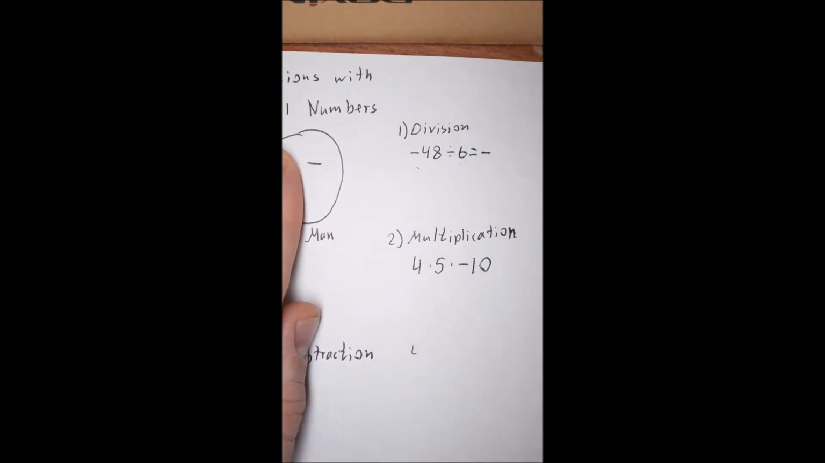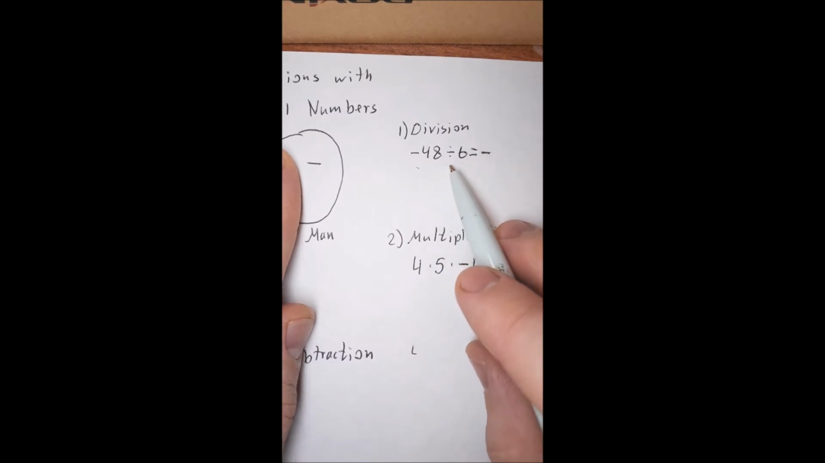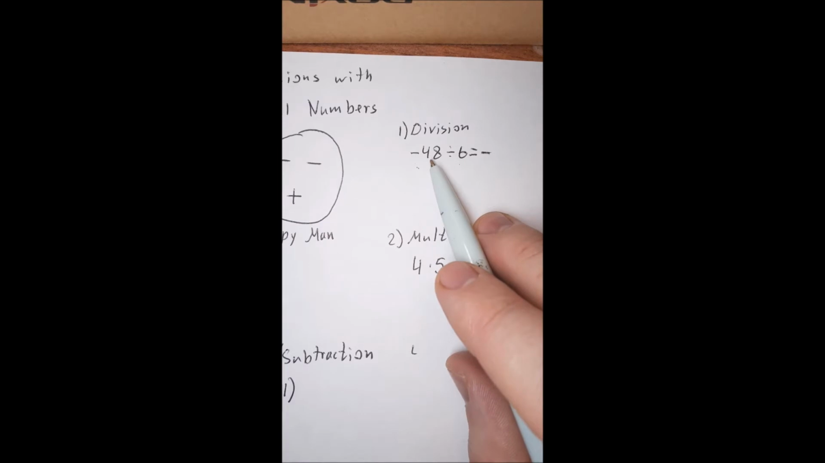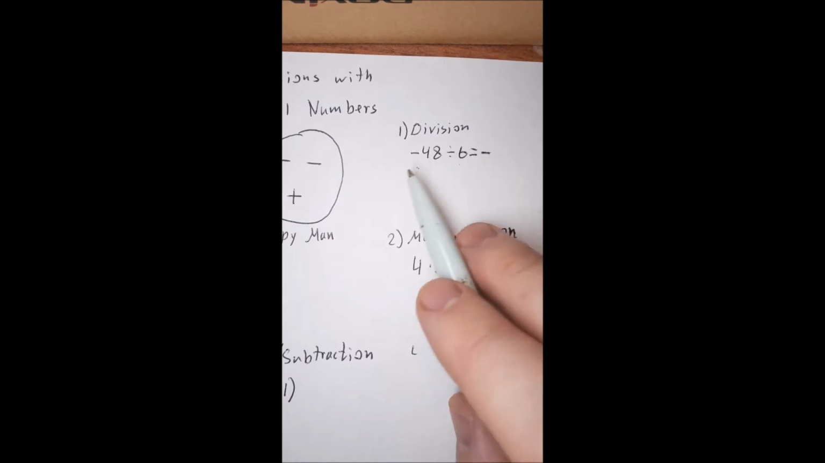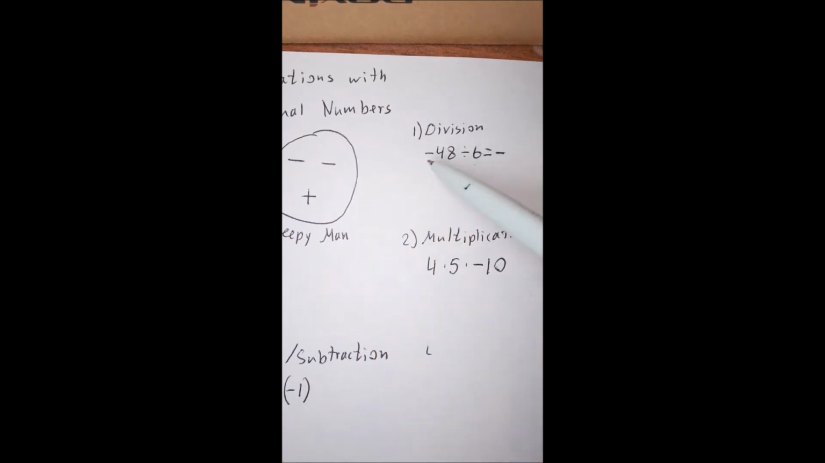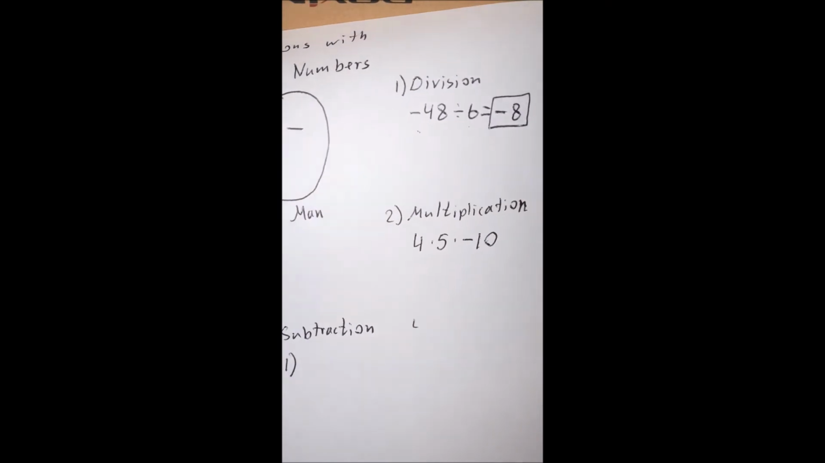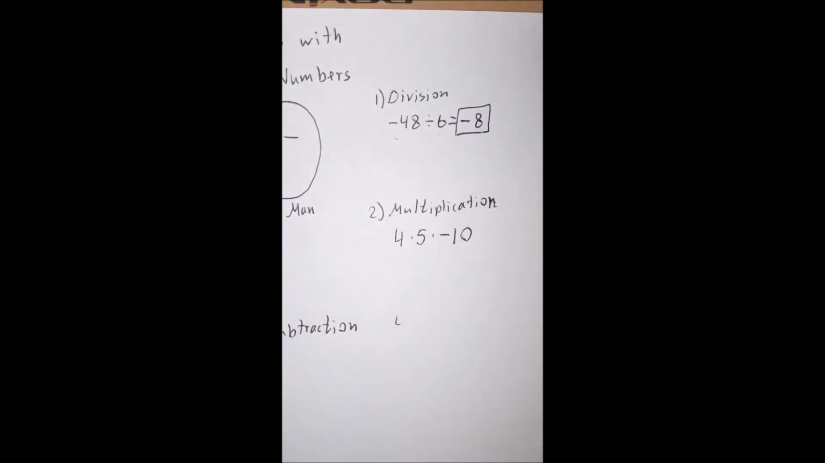And so now you just treat this negative 48 divided by 6 as regular 48 divided by 6, as both of them are positives, because you already determined the sign using your Sleepy Man. So a negative divided by a positive is a negative. So you're looking at 48 divided by 6, which is going to be negative 8. That's the final answer.